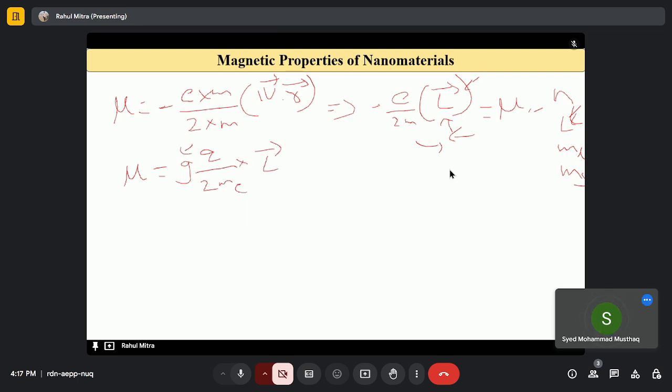Now what is g? It is the Lambda g factor. We can derive that Lambda g factor, but it is out of scope for this course. Now that is the magnetic moment coming from the orbital magnetic or azimuthal quantum number, right? One is the orbital magnetic moment.